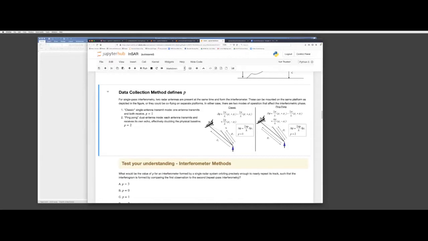The other mode is called dual antenna mode, or otherwise ping pong, where you transmit off of one antenna and receive off the same, and do the same off the other. Typically, this would be done with an alternating measurement scheme. If you go through that geometric or mathematical calculation, it's clear that P in this case is 2. So these are the two different collection modes.